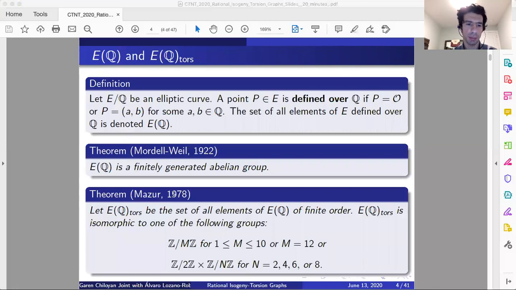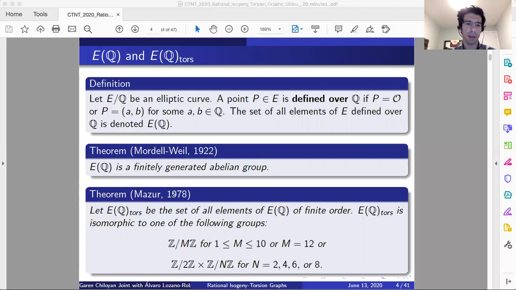Let E be an elliptic curve. A point P is defined over Q if P is the identity or of the form (A, B) for some pair of rational numbers A and B. The set of all elements of E defined over Q is denoted E(Q). We can also call the points of E defined over Q the rational points of E.